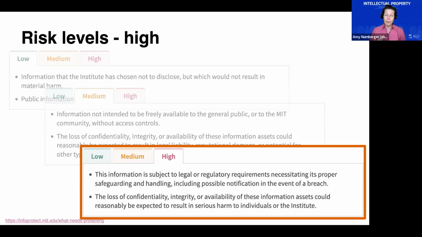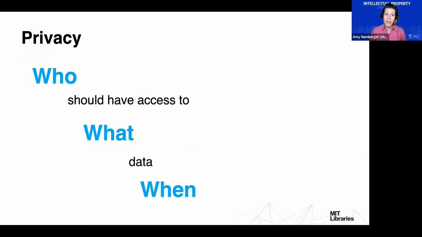But like I said, the MIT Info Protect tool does a really nice job of asking you questions about your information so that you can make a decision about what risk level your information has associated with it. And then it also gives you a list of actions that you can take to implement the security, implement the necessary protections associated with each of those risk levels. The last item in this idea of privacy is, when should people have access to that information? Because oftentimes throughout research, information changes throughout that process of research itself.